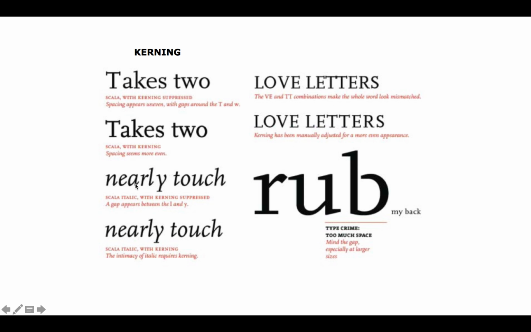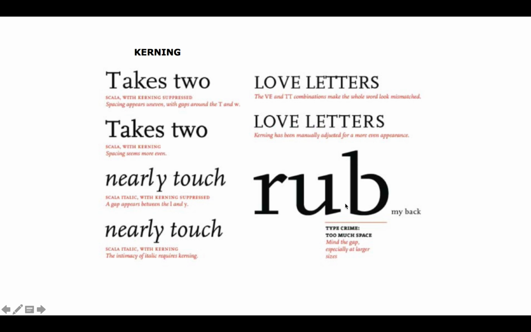If we use the italic version of this typeface and we suppress the kerning, we have no kerning. There are gaps between the L and the Y here naturally. So if we adjust the kerning there, it's a little bit closer together. Here, the V and the E and the two T's look a little mismatched in terms of the whole word. But if we adjust the kerning, it gives a more even appearance.